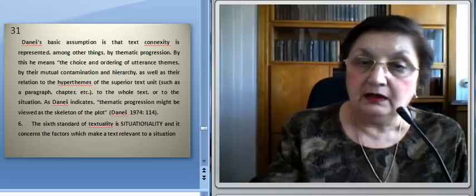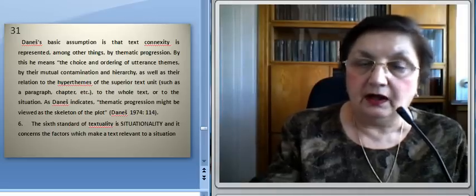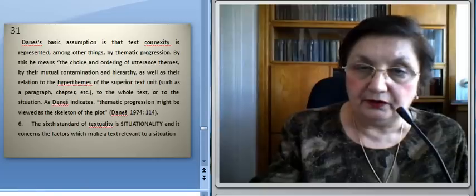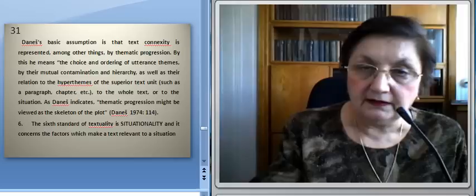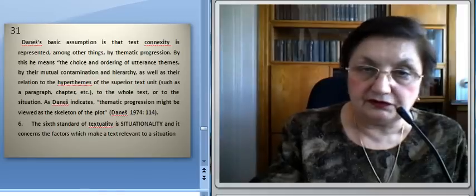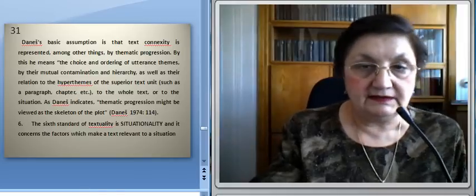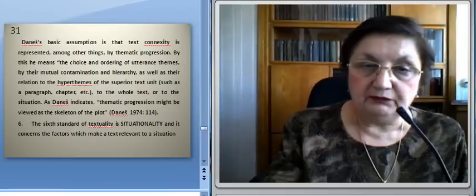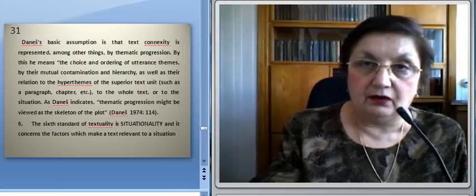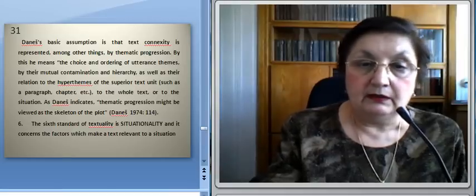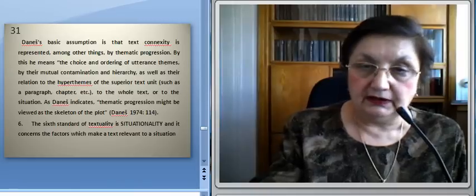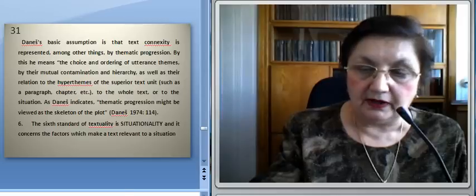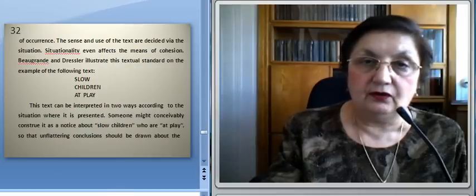The sixth standard of textuality is situationality, and it concerns the factors which make a text relevant to a situation of occurrence. The sense and use of the text are decided via the situation. Situationality even affects the means of cohesion. Beaugrande and Dressler illustrate this textual standard on the example of the following words: slow children at play.